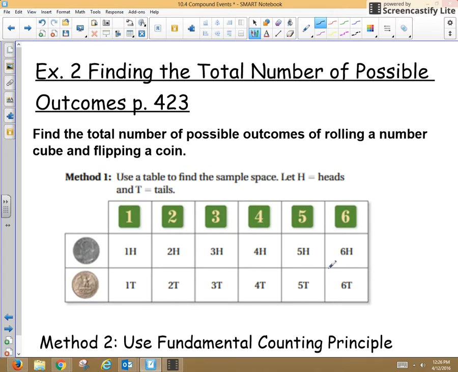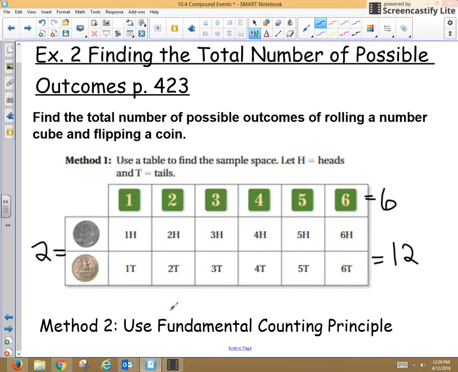So when you analyze the chart, you can see that there are a total of 1, 2, 3, 4, 5, 6, all the way times 2, which equals 12 possible outcomes from rolling a number cube and flipping a coin. So if you notice, event number 1 has 6 possibilities and event number 2 has 2 possibilities.